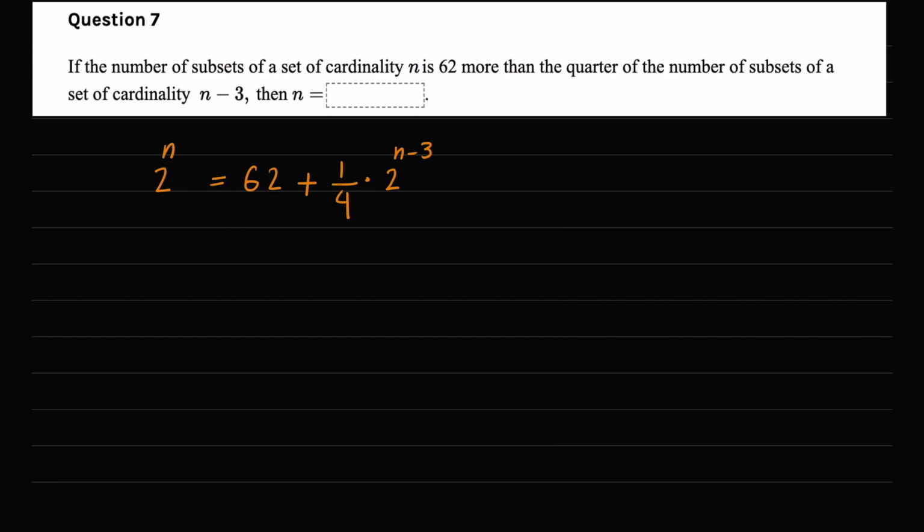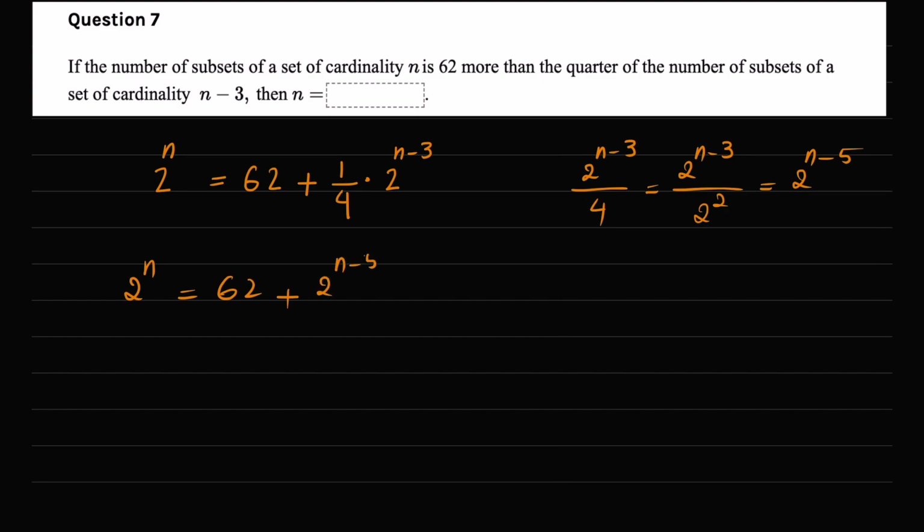In order to solve this equation, you might do different ways, but one way is to write 2 to the power of n minus 3. A quarter of this is this number divided by 4, which is 2 to the power of n minus 3 divided by 2 to the power 2, which becomes 2 to the power of n minus 3 minus 2, which is n minus 5. So what I will do, I copy and paste the left side, I copy and paste 62, but instead of the second term, I just simply write 2 to the power of n minus 5. Then I move that term to the left, so it becomes 2 to the power of n minus 2 to the power of n minus 5 is 62.